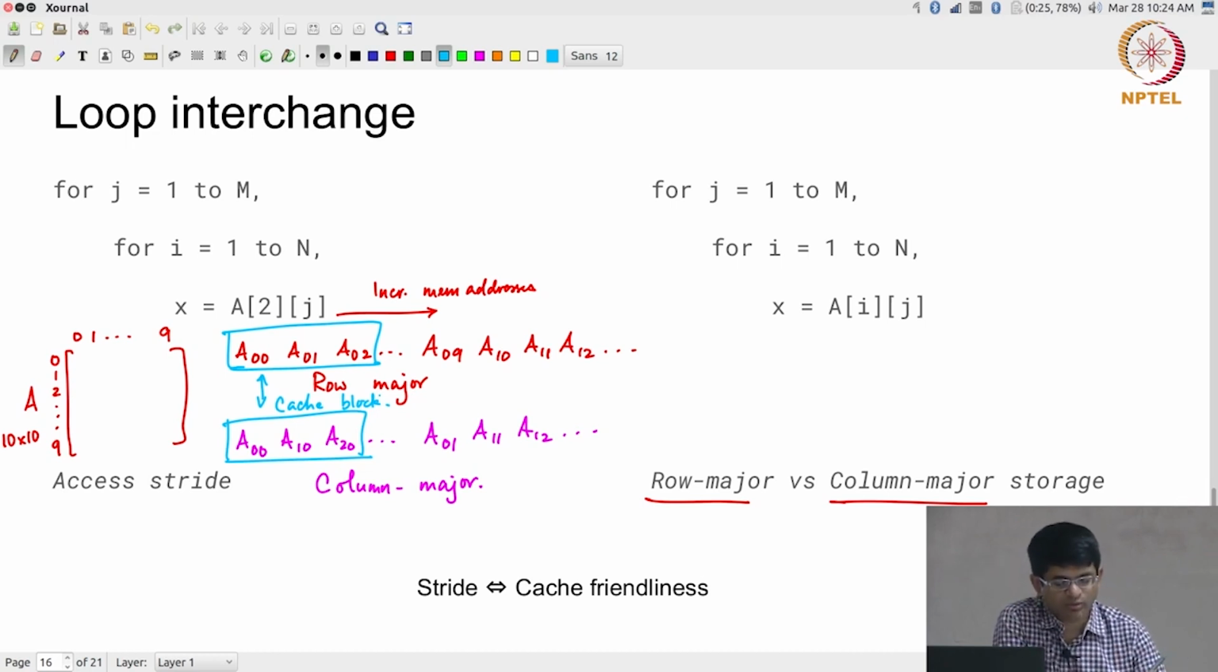Now let us look at this loop, what is happening over here. You are going j equal to 1 to m, that is the outer loop, and the inner loop is i equal to 1 to n, but what you are seeing is x equal to A of 2, j, okay. So every time that I go through the for i loop, I will first access A20, then A21, then A22 and so on.